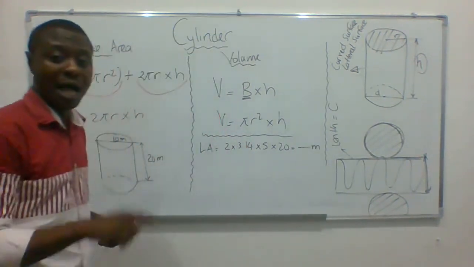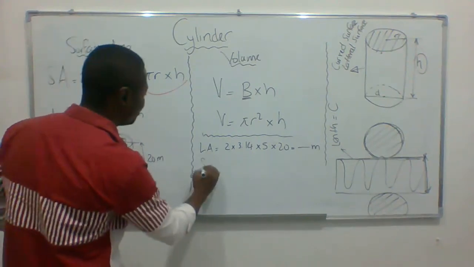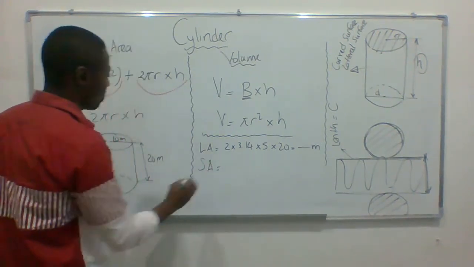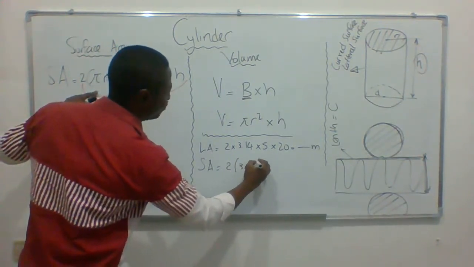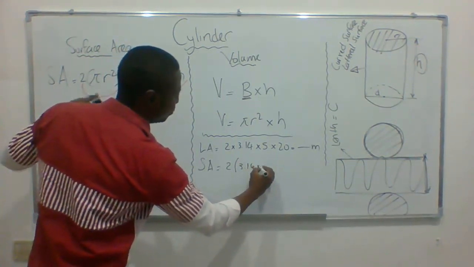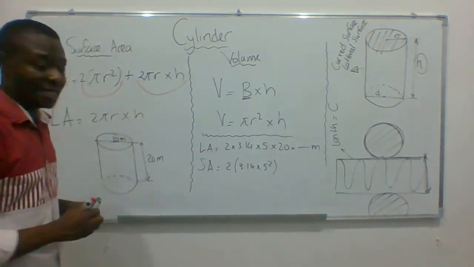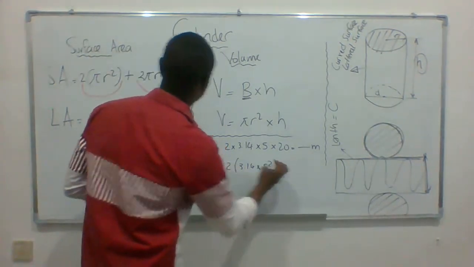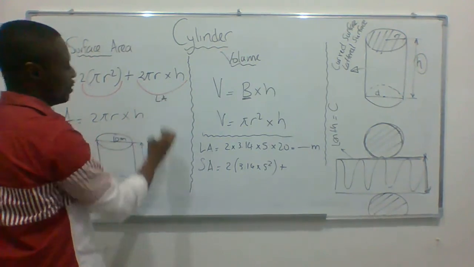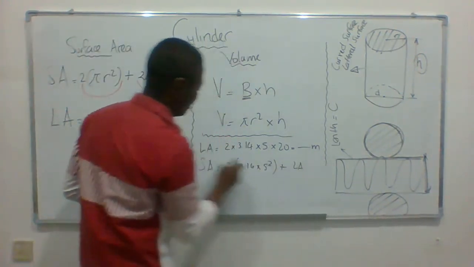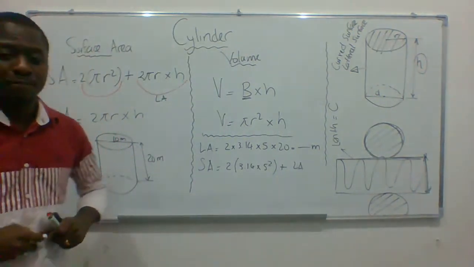When you multiply these numbers you will get the lateral area, which is going to be something in meters. But I would like you to do this and submit it to me so I understand that you understood. And the surface area is equal to 2 times pi, which is 3.14, times the radius, which is 5 to the power 2. Yes, I'm just replacing the values. Then plus the lateral area, which is the number that you will get there. And if you add those numbers, you get the surface area.